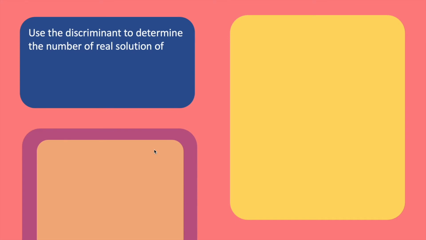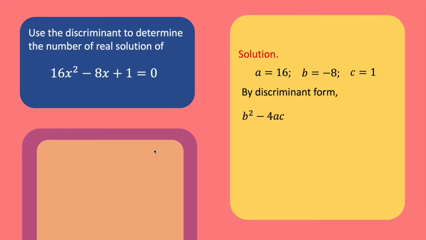Use the discriminant to determine the number of real solutions of 16x squared minus 8x plus 1 equals 0. For the solution, let us recognize first the values of the numerical coefficients. Here, a is 16, b is negative 8, and c is positive 1. By the discriminant form, b squared minus 4ac, all we have to do is directly substitute the given values. So we have negative 8 raised to 2 minus 4 times 16 times 1.